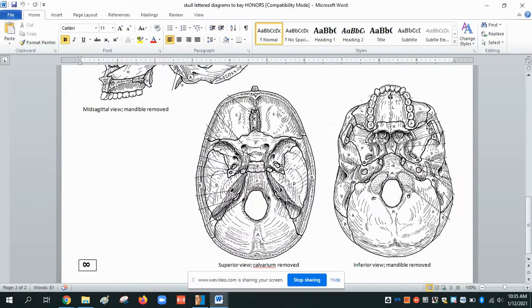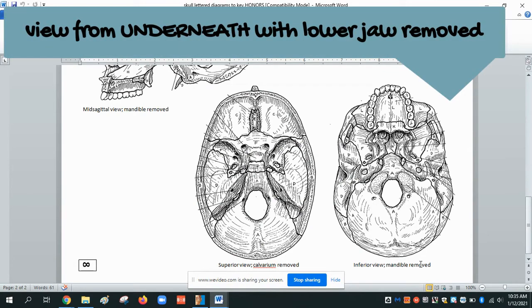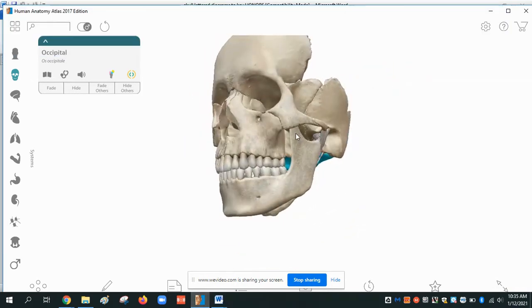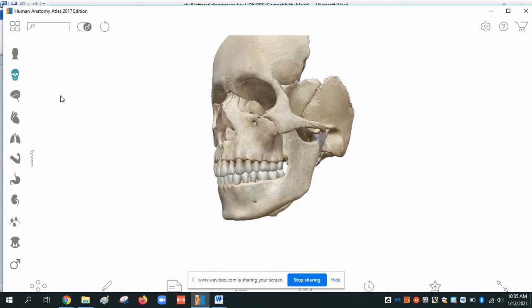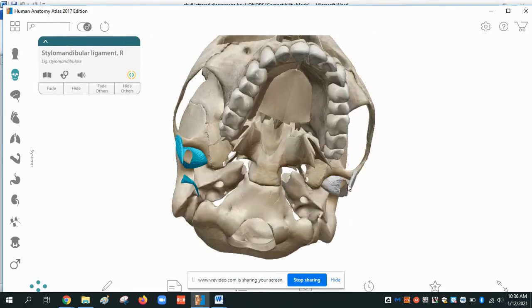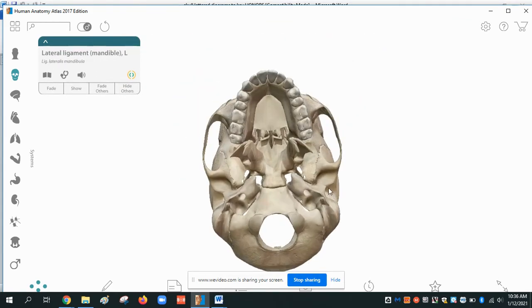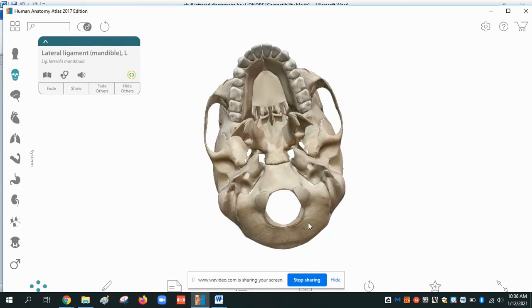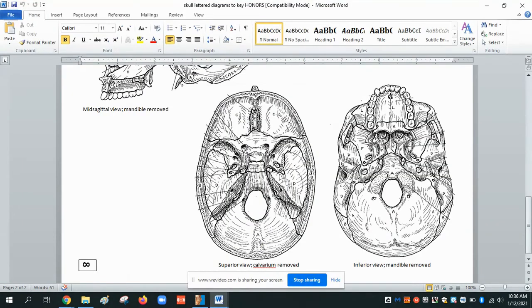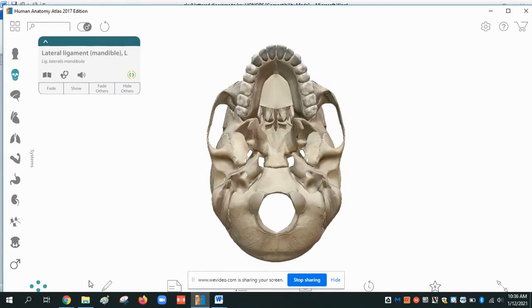And the last view is from underneath. Notice we're seeing the teeth, the upper teeth, but the mandible, lower jaw, has been taken off. So this is a bit more complicated view. I can't show you fully because as soon as I hide the mandible, it leaves the teeth, but I could hide every one of those teeth. Give me a second. Okay, I have attempted to replicate your image here, and I'll show you those things real quick.